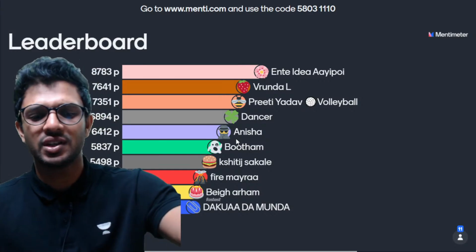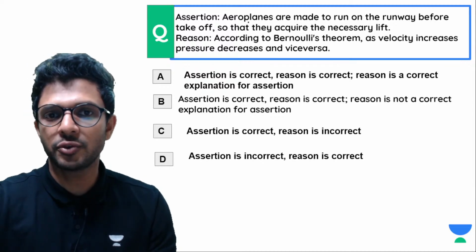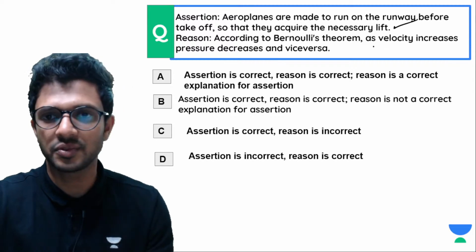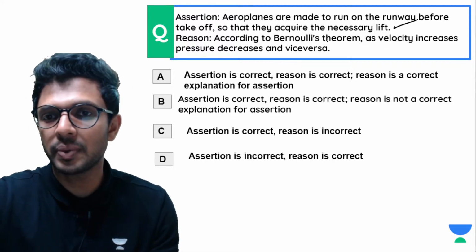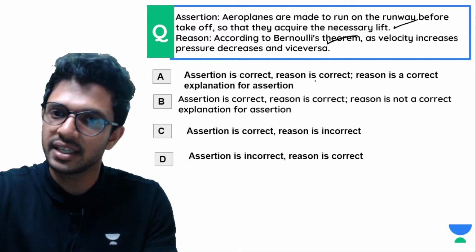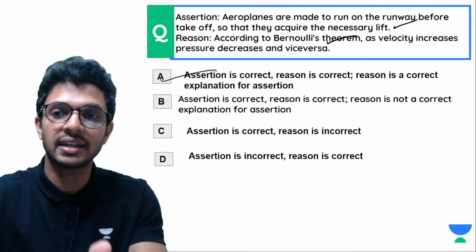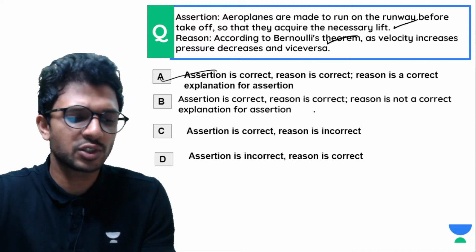Okay, so everything is fine. This question is a simple question. Aeroplanes are made to run on the runway before takeoff so that they acquire the necessary lift. True, we all know that. And the lift of aeroplane is explained on the basis of Bernoulli's theorem. Yes, that is also true. So assertion is correct, reason is correct, and reason is a correct explanation for assertion. There is nothing much to explain here.